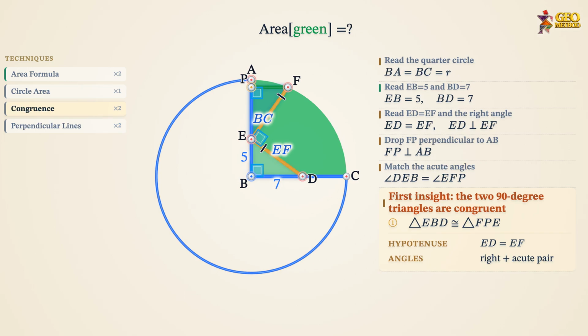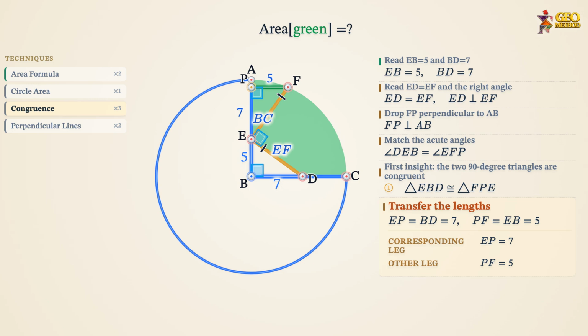Our first insight is that the equal perpendicular corner creates congruent 90-degree triangles. They have equal hypotenuses, segment ED and segment EF, and a matching acute angle. Corresponding sides now give segment EP equals 7 and segment PF equals 5.